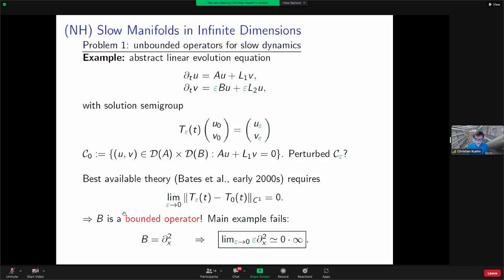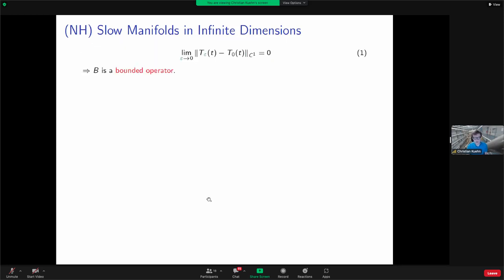So let me make this claim a little bit more precise: that B must be a bounded operator if you actually try to use this semigroup continuity, and you are starting to work in C1 spaces and let epsilon tend to 0. So this is the claim. Okay, the claim is that this entails that the second component means B is a bounded operator.